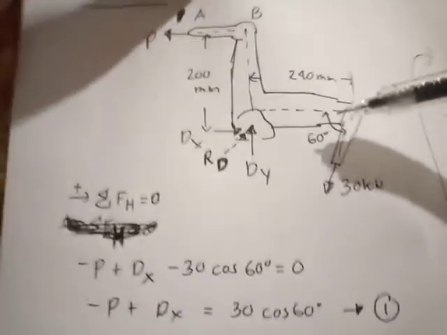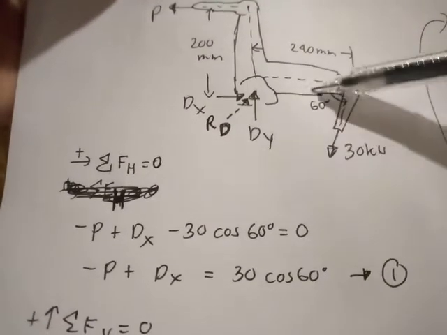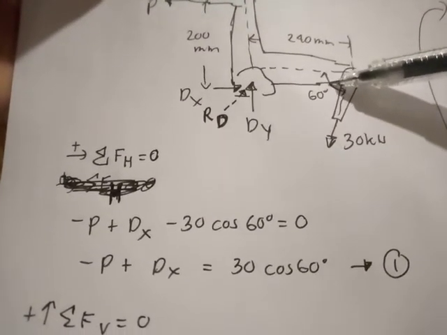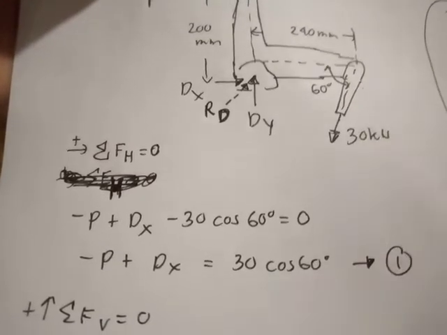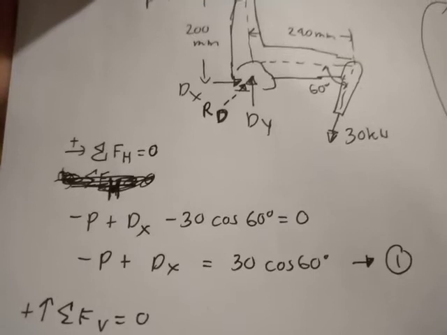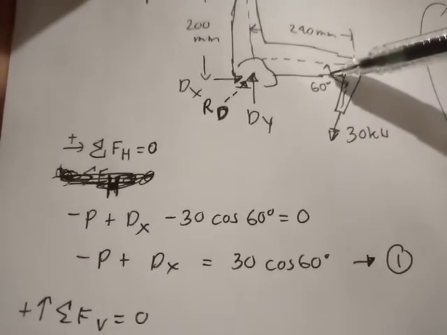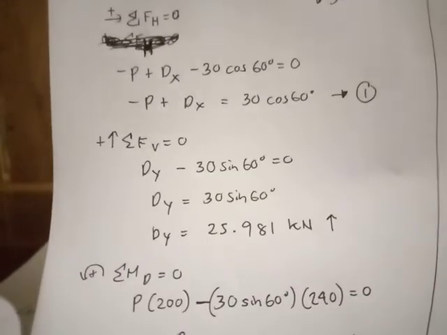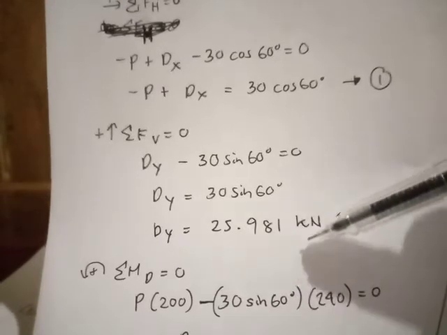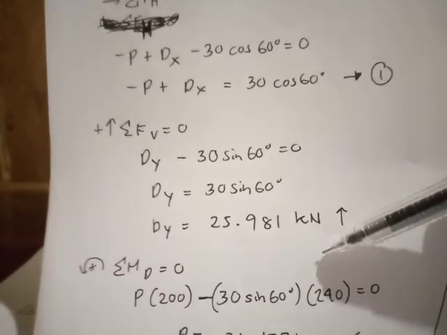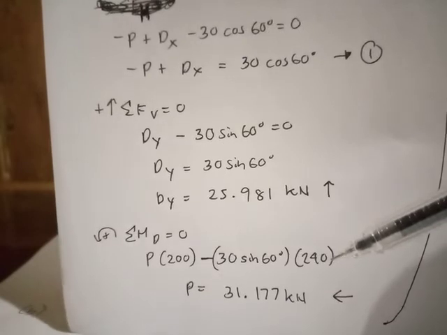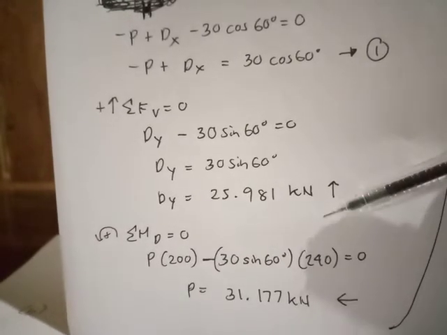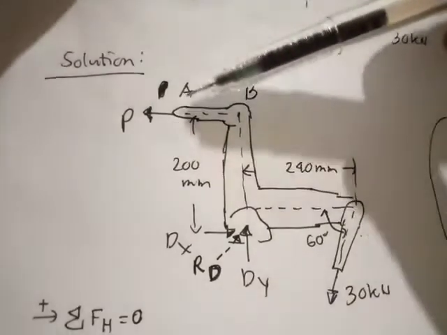Okay? Bakit sin 60? Kasi yung y component mo is opposite to 60 degrees. Kaya sin 60. Kasi opposite siya dito sa angle, 60 degrees. Kaya ganun, okay? So, pwede nating i-transpose. Makita na natin kaagad yung value ni dy, which is 25.981 kN. And then again, pinili ko kasi meron na tayong value ng dy. So, again, we can sum forces at D para makita natin yung value kaagad ni P, okay?